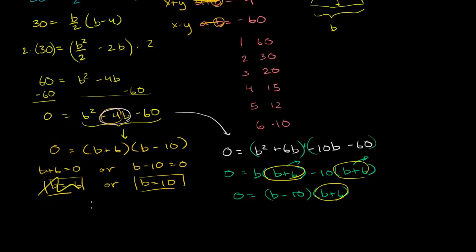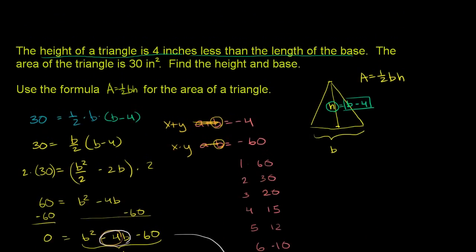So we actually only have one solution here. Almost made a careless mistake. Forgot that we were dealing with a word problem. The only possible base is 10. And let's see. They said find the height and the base. Once again, not done. So the base we're saying is 10. The height is 4 inches less. It's b minus 4. So the height is 6. And then you can verify. The area is 6 times 10 times 1/2, which is 30.